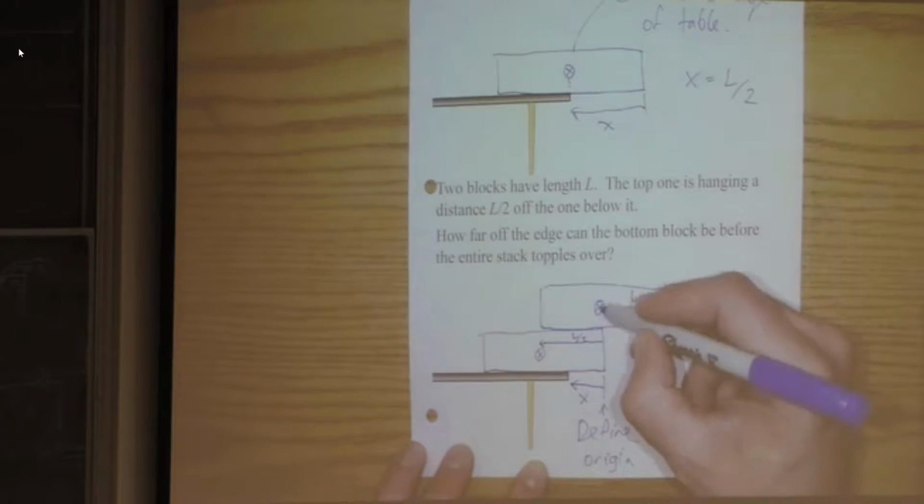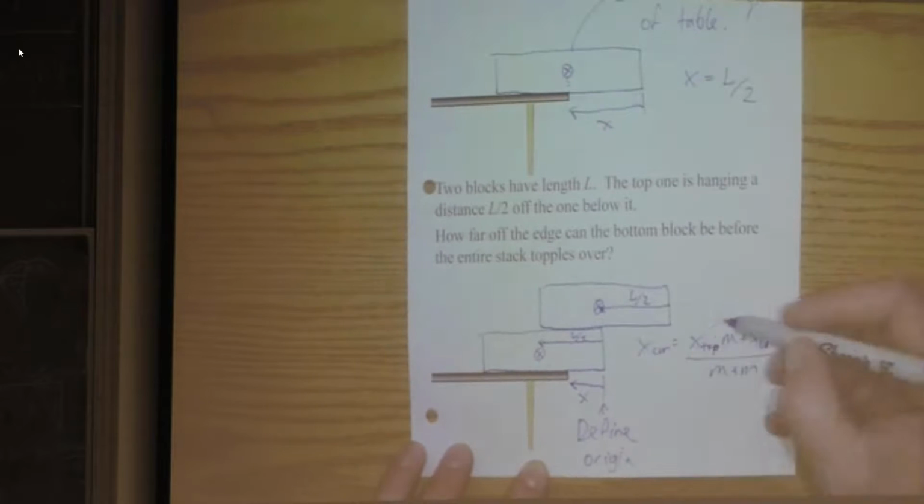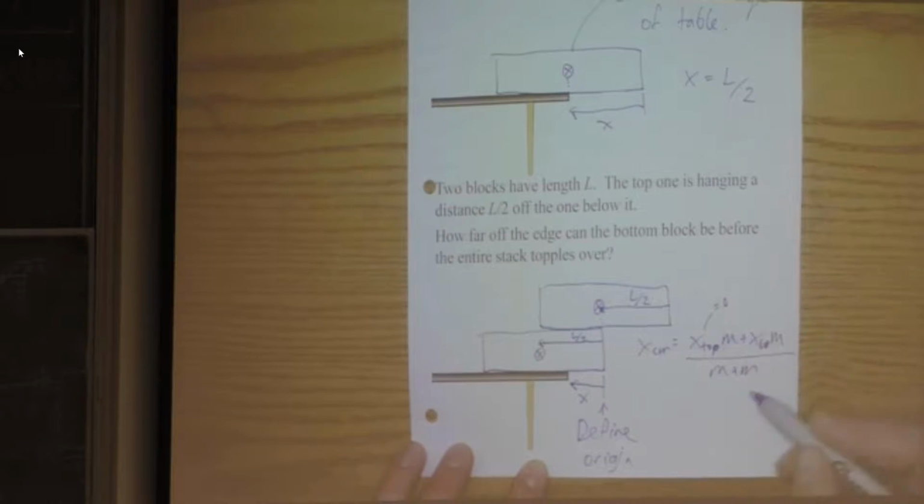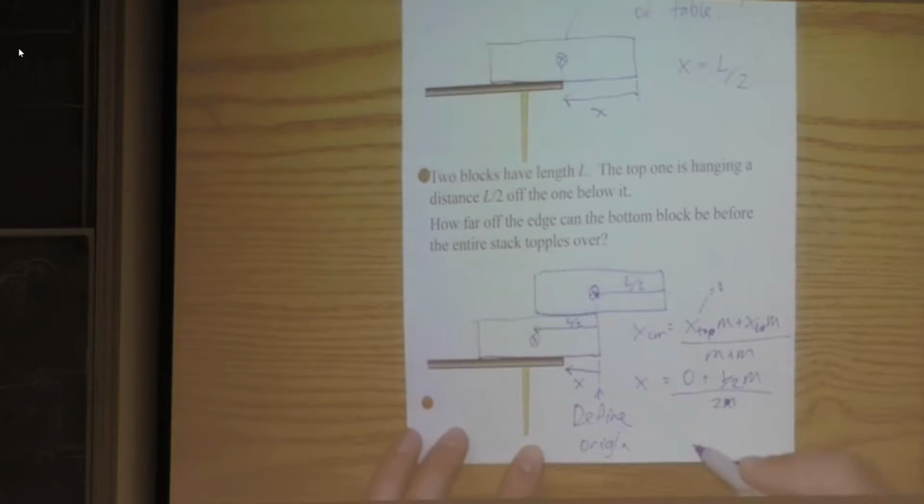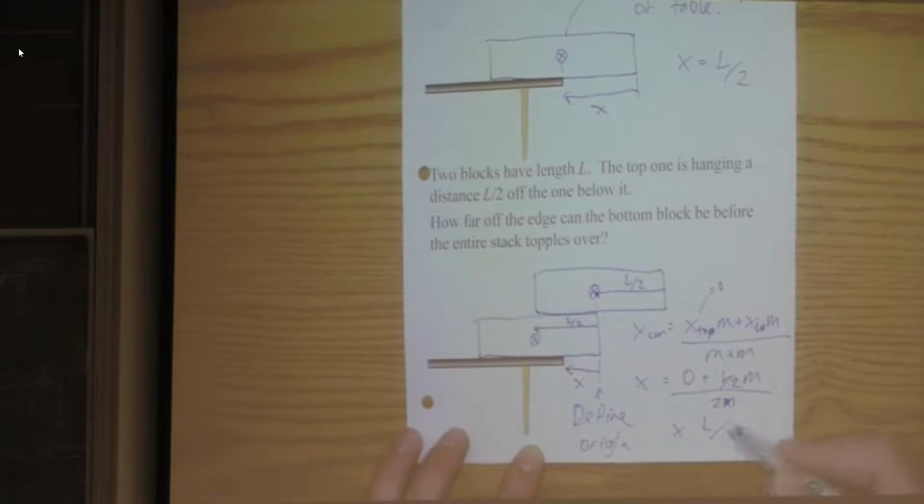But the top one is right where my origin is, so this one equals 0. So I got x is equal to 0 plus, this one's L over 2, the bottom one, times m divided by 2m. And I get x is equal to L over 4. The m's cancel.